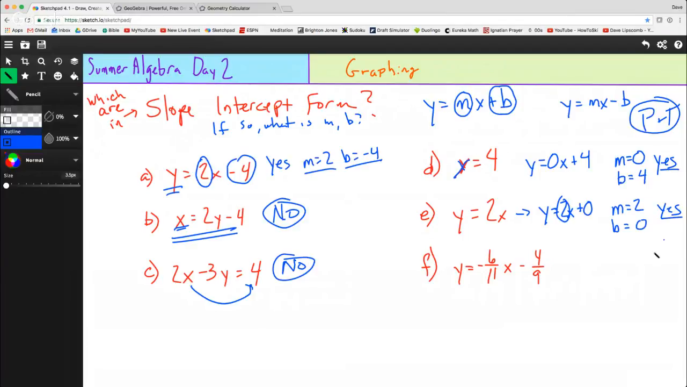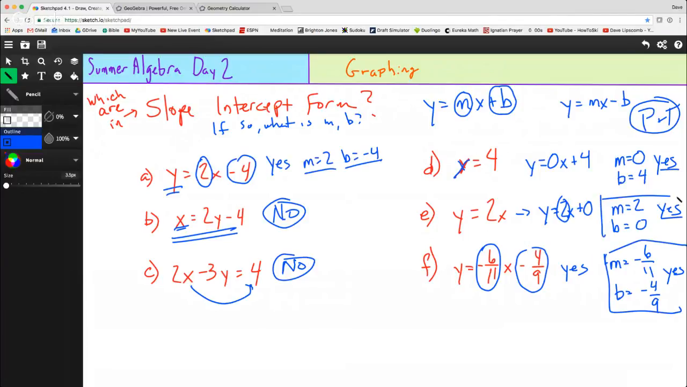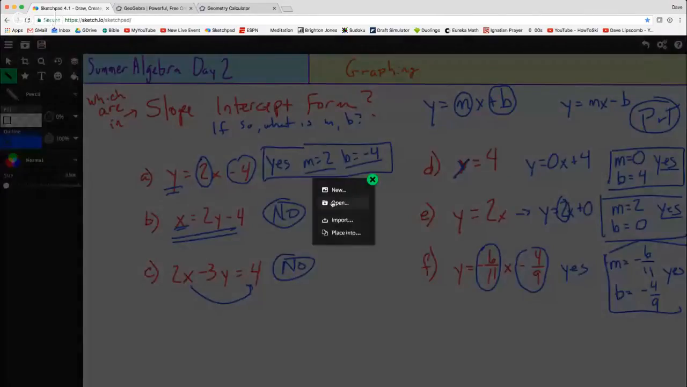And this last one is also a yes. It's just that they're fractions, and fractions are just fine. So our m is equal to negative 6 over 11, and our b is equal to negative 4 ninths. So let's just commit to all those answers by boxing our answers. And let's move on. Very good. We're making great progress today.